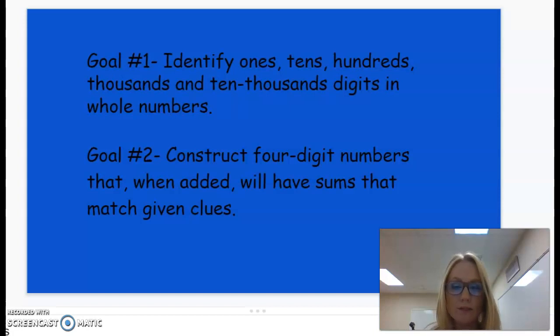Here are your goals. Number one, identify ones, tens, hundreds, thousands, and 10,000 digits in whole numbers. Your second goal, construct four-digit numbers that when added will have sums that match each given clue.